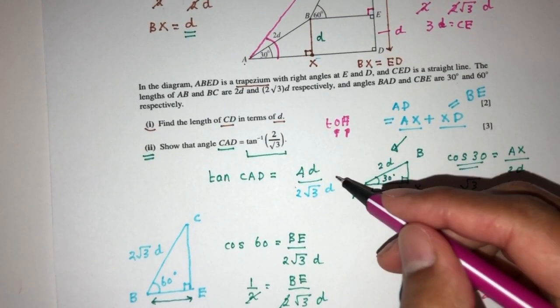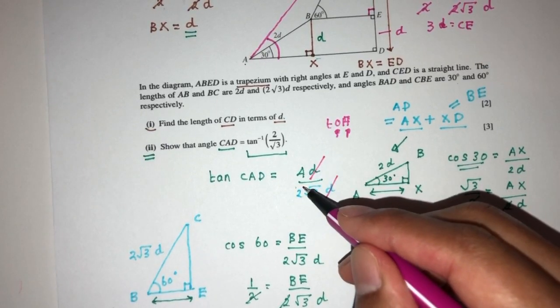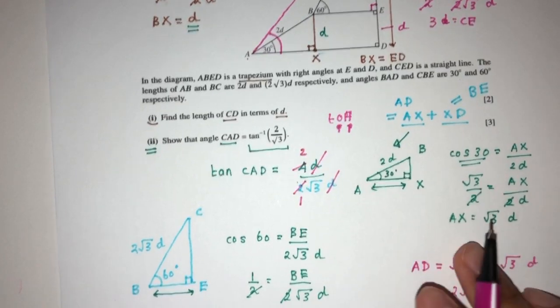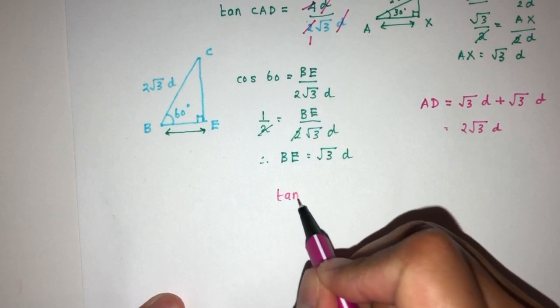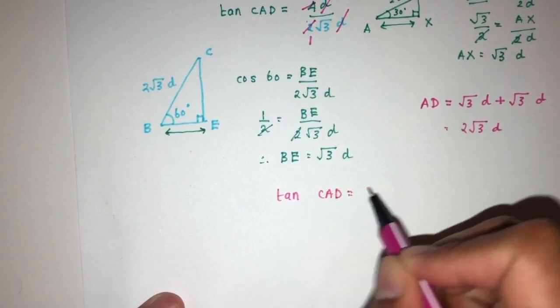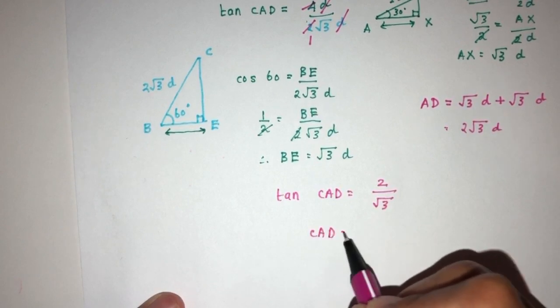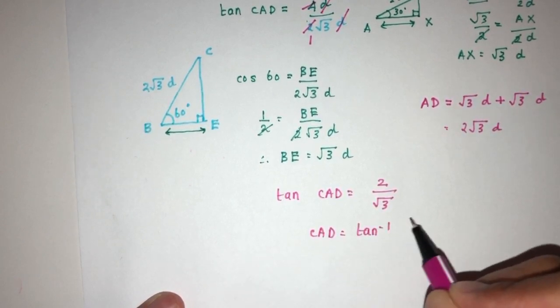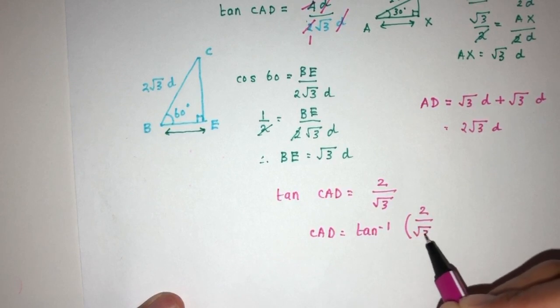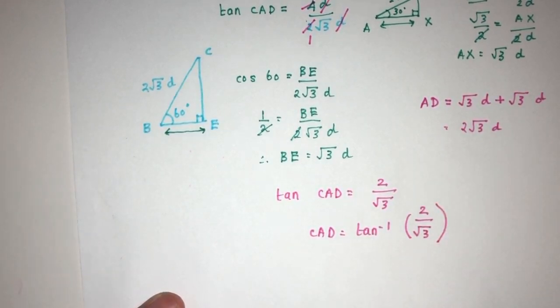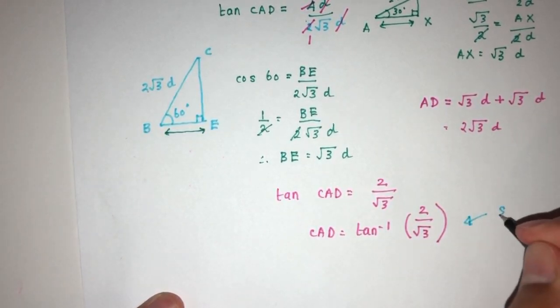Now let's simplify. This and this will cancel out. Divide by 2, that should be 1, and that should be 2. So right now we have tan of CAD, that will be 2 over root 3. So CAD will be tan inverse of 2 over root 3. Okay, so this is shown as required.